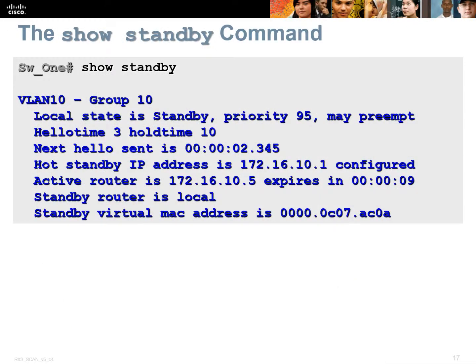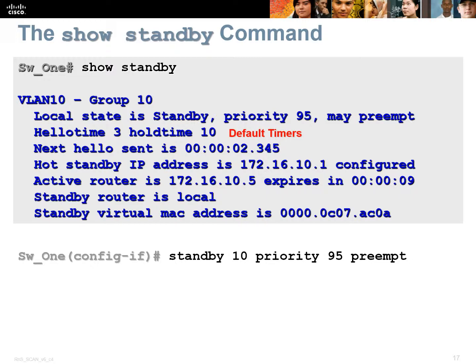Show standby. Super duper useful command. So let's break down the comparison between the show standby command and the actual commands that were programmed. So 3 seconds, 10 seconds, default hold down timers. Standby 10 priority 95 preempt. That's the command we typed. So the group number 10. Remember, it's a hexadecimal MAC address. That's why it's 0A in the MAC address. 95 is the priority. Preempt means may preempt.